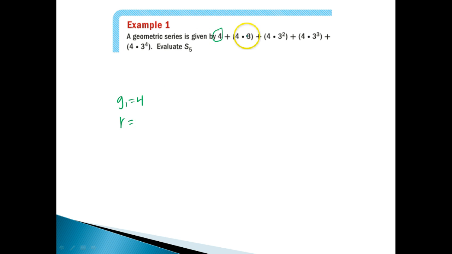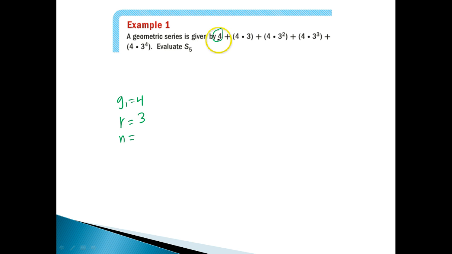Well, it looks like the first time we multiply by 3. Then we multiply by 3 again, because we see that square up there. Then multiply by 3 again, and multiply by 3 again. So it looks like our ratio is 3. We're multiplying by 3 every time. Last thing we need here is our n. And it looks like they want us to add up the first 5 terms.